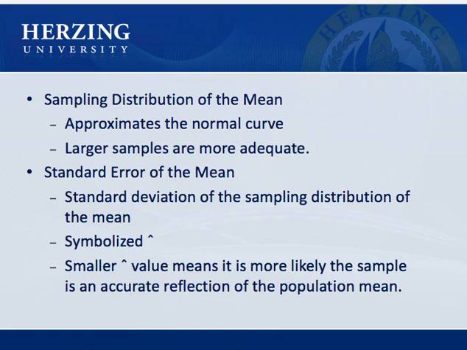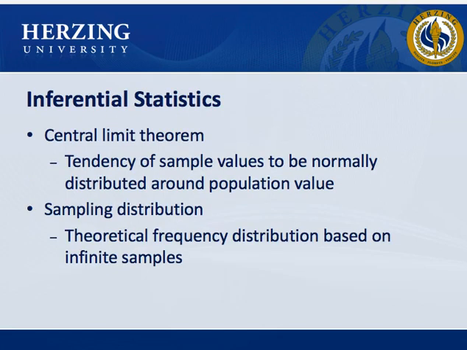When a theoretical sampling distribution of the mean is used to estimate a population mean, some error is likely to occur in this estimate. But the smaller the standard error of the mean, the more likely the sample is an accurate reflection of the population mean. The central limit theorem is the phenomenon in which sample values tend to be normally distributed around the population value. A sampling distribution is a theoretical frequency distribution based on an infinite number of samples.